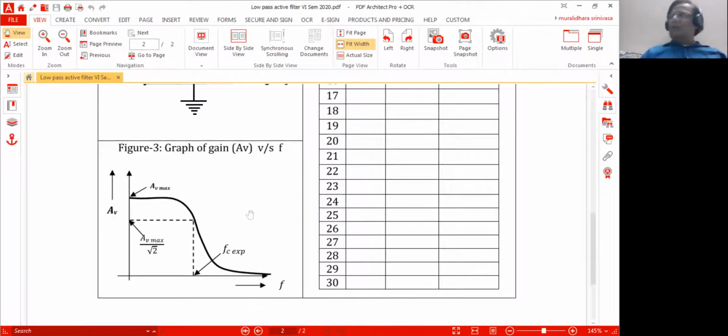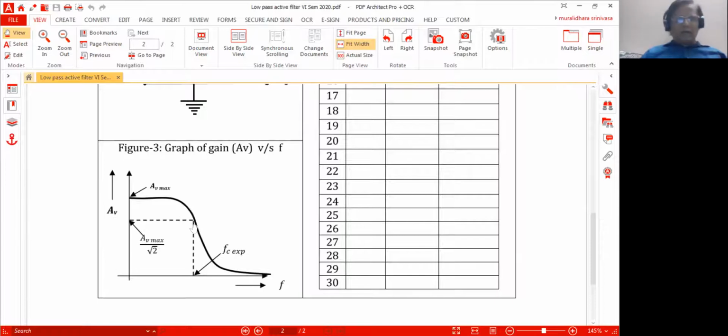Then you plot a graph of gain versus frequency. If you have a semi-log graph paper, you can even plot log F, no problem. This is the shape of the curve. Because it's a low pass filter, it allows frequencies below a preset maximum. So for low frequencies, you get a constant output.